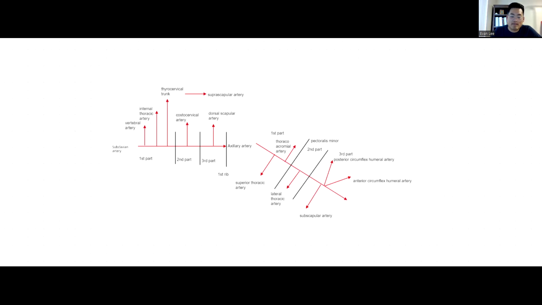So once again, you have some branches. Thoracoacromial artery kind of goes upwards towards the acromion. Superior thoracic artery goes along the top of the thorax. Lateral thoracic artery goes along the side of the thorax. And then down here, we should have some arteries that look familiar. So the anterior and posterior circumflex humeral arteries, those are the ones that are going along the neck of the humerus. And then you also have the subscapular artery that's going to go under the scapula.